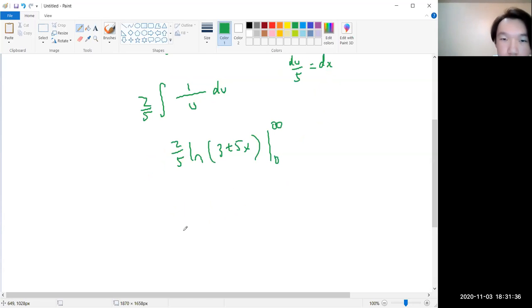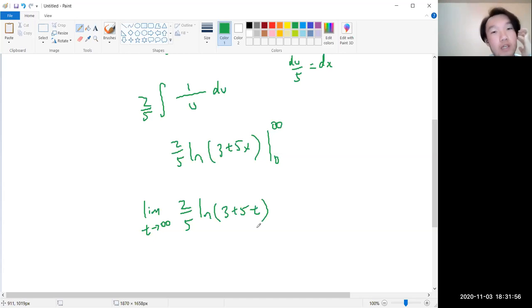So this would be 2 over 5 ln of 3 plus 5. This is an improper integral, so we're supposed to use a variable. I'll just use t, and then this is the limit as t goes to infinity. And then minus the other one. So 2 over 5 ln of 3 plus 5x, the other one, 0. Okay, so here is our expression.